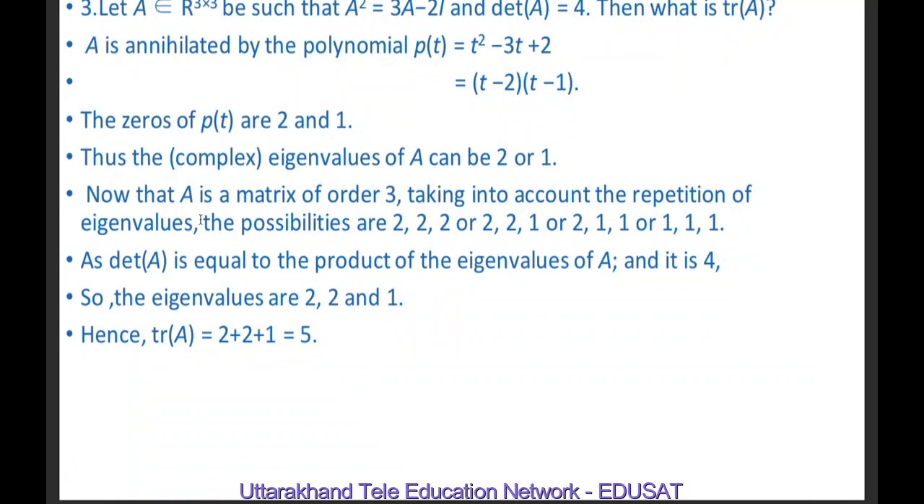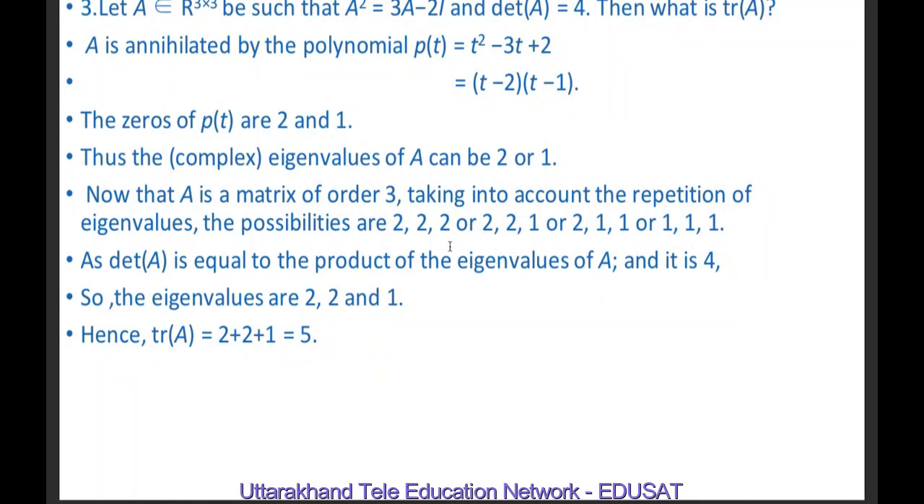So now A is a matrix of order 3. If we take into account the repetition of eigenvalues, we have the possibilities 2, 2, 2, or 2, 2, 1, or 2, 1, 1, or 1, 1, 1 as the eigenvalues of A. But we are given that determinant of A is equal to 4. But determinant of A is nothing but the product of eigenvalues of A.